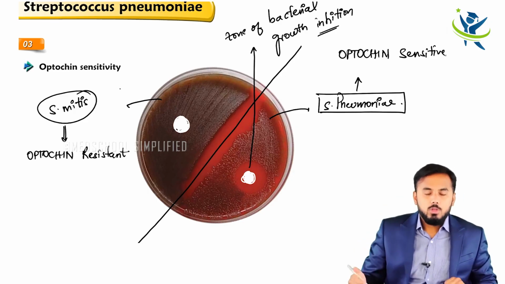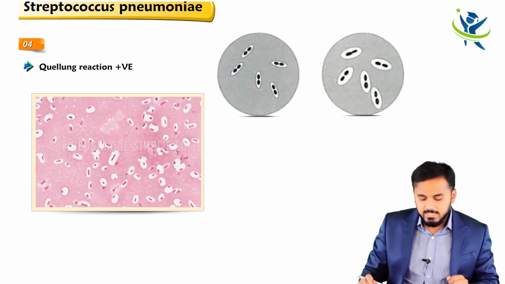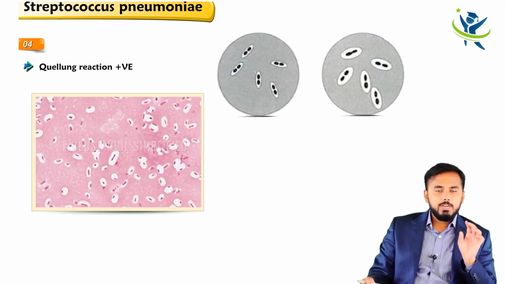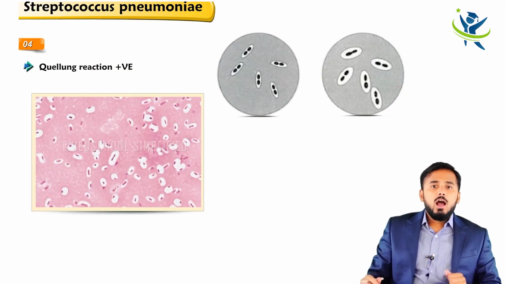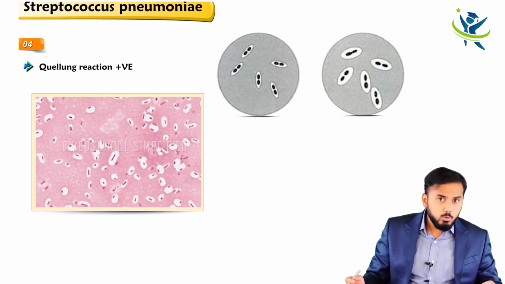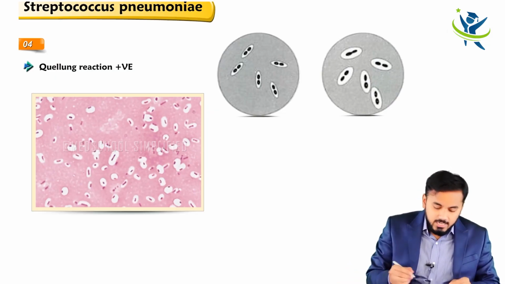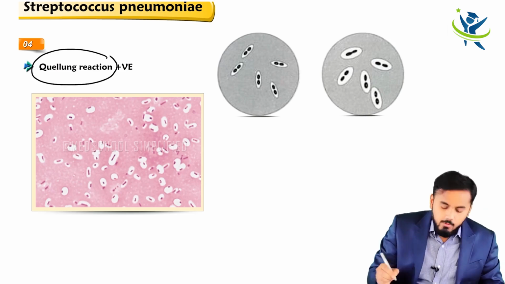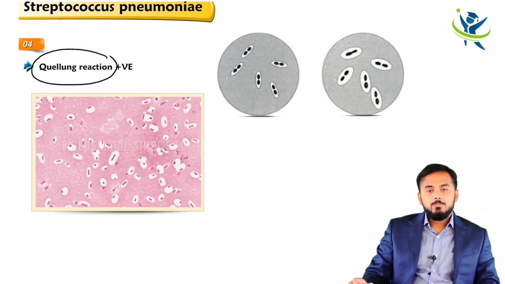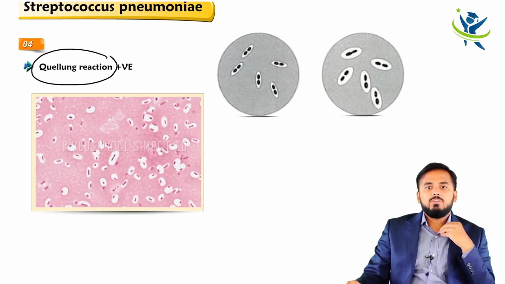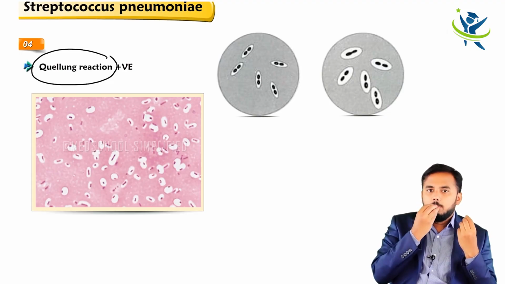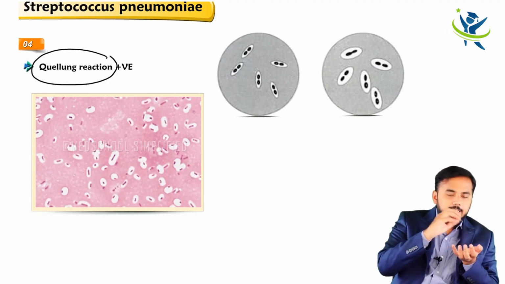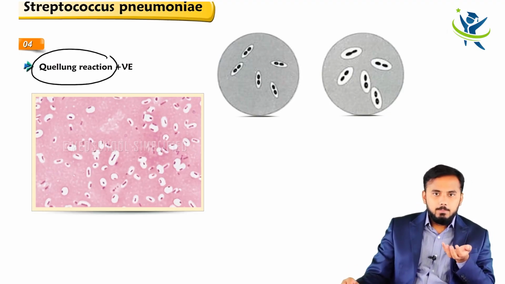Property number 4 is that let us check its capsule. What did I tell you? Surrounding the bacteria, you have got a capsule, right? So how will I know? By looking at it, will I know? No. There is a special reaction called the Quellung reaction. What is this Quellung reaction? For example, let us say I am suffering from pneumonia. Now, I will take out my sputum and put it on an agar plate.